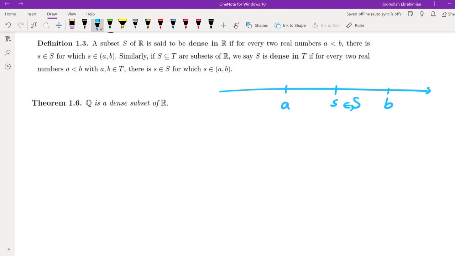Similarly, if S is a subset of T, we say S is dense in T if for every two real numbers in T, there's an element in S that is between those two real numbers.